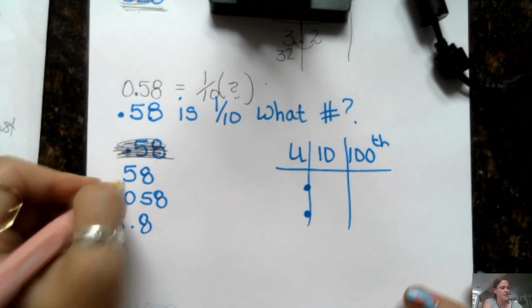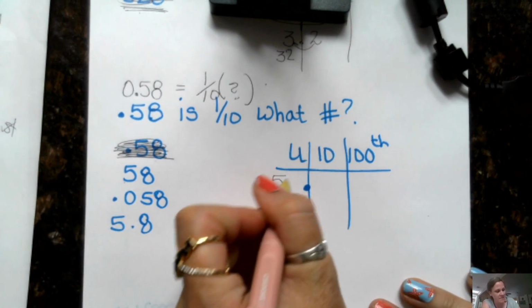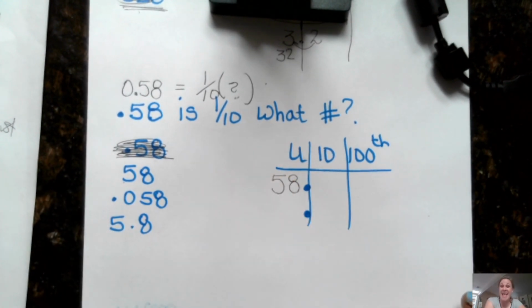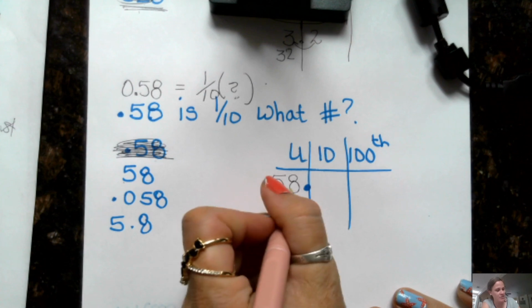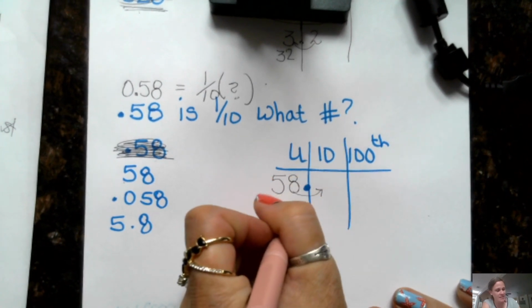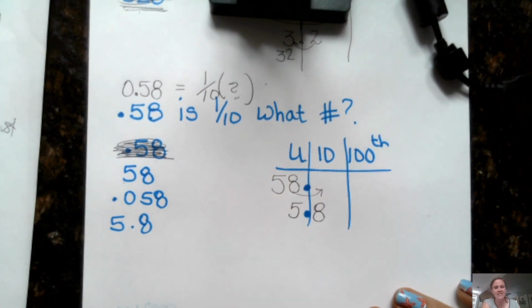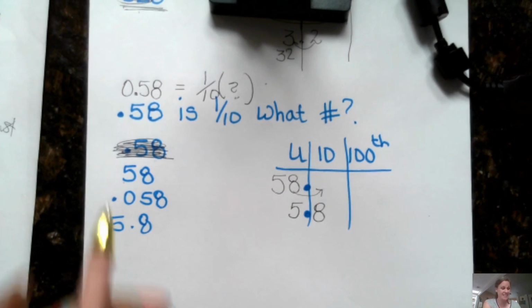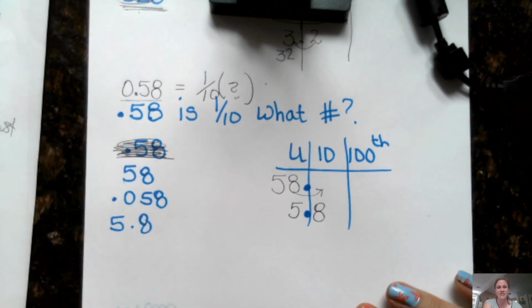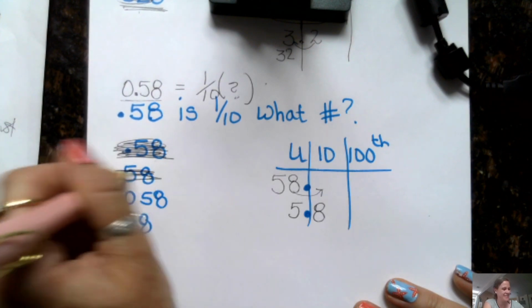So let's start with 58. So if I have 58 and I tenth it, am I going to move it to the left or to the right? Yeah, to the right. So this 8's going to jump here, and then this 5 will move where the 8 was. So this is 5 and 8/10. Does it match 58 hundredths? No, it doesn't. Okay, so I'm going to get rid of that.